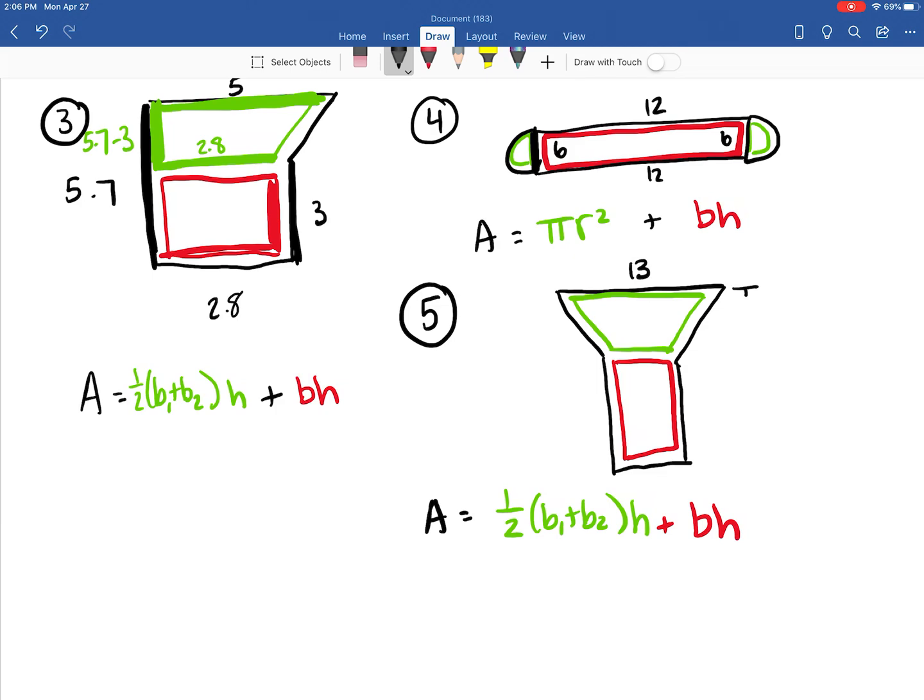So I see this is 13. They tell me here to here is 4, which would be the height of the trapezoid. And these dimensions on the parallelogram are 4 and 6 feet. If this is 4 and it's a parallelogram, I know this is 4. So I actually have the other base of the trapezoid.